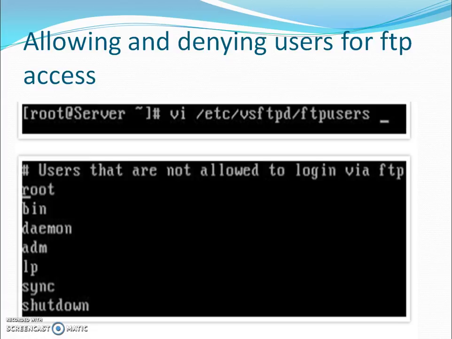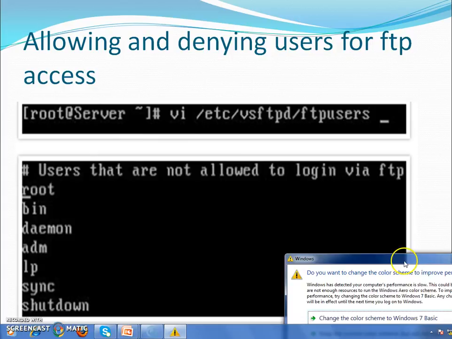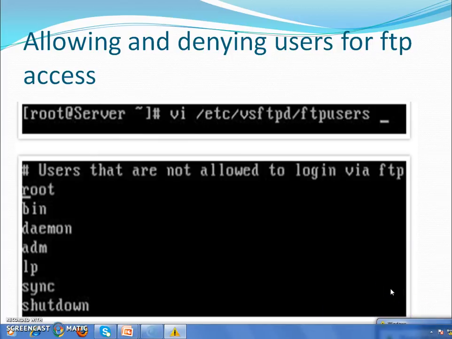You can also allow and deny users for FTP access. For example, we have a file which has the FTP users, as you can see, in /etc/vsftpd/ftpusers. In that you can make people allowed or denied. For example, in the first line the root is denied. So if you try to log in as root, it won't be accepted. If you remove that root entry, then root will be allowed to log into the FTP to transfer the files.